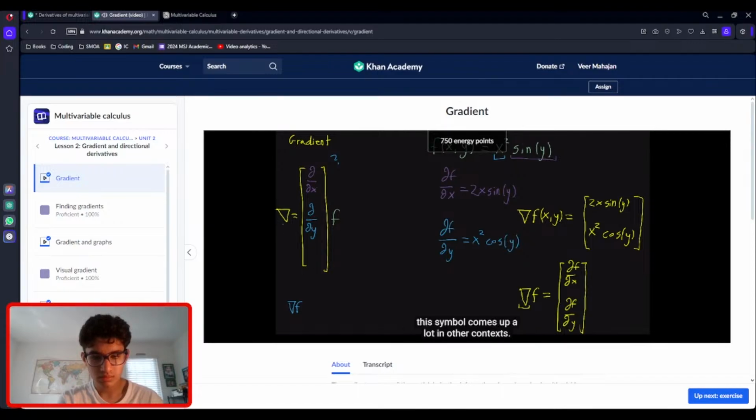And this symbol comes up a lot in other contexts. There are two other operators that you're going to learn about called the divergence and the curl. We'll get to those later, all in due time. But it's useful to think about this vector-ish thing of partial derivatives.